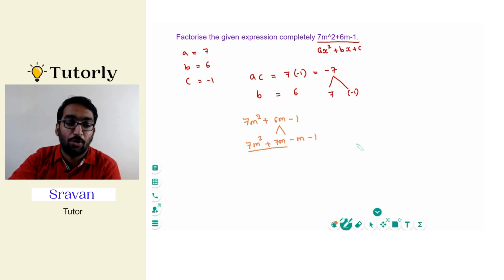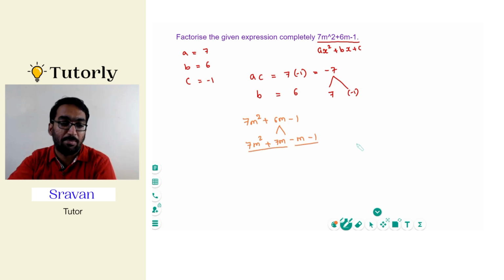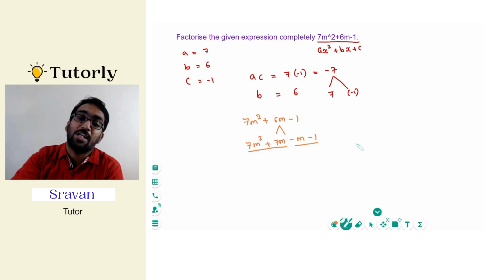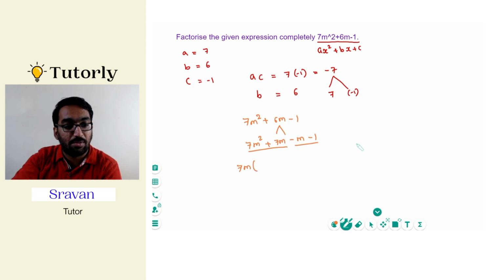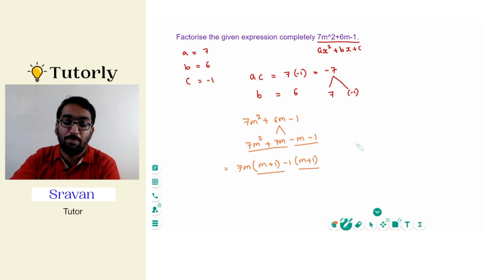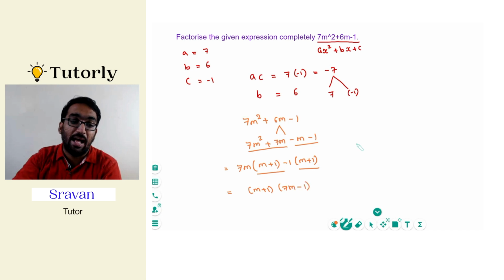Now I'm going to go ahead and group the first two terms as group 1, and the second two terms as group 2. As we can see, 7m is common in the first group, so I can factor that out, leaving us 7m times (m plus 1). Then minus 1 is common in the second group, so minus 1 times (m plus 1). Now m plus 1 is common in both the terms, so I can go ahead and factor that out as well. So we get (m plus 1) times (7m minus 1) as our completely factored form for the given quadratic expression.